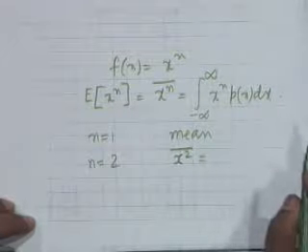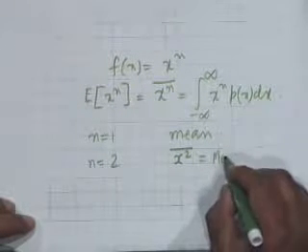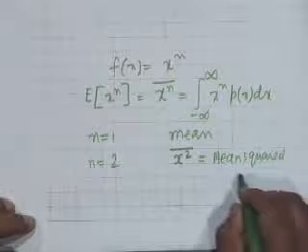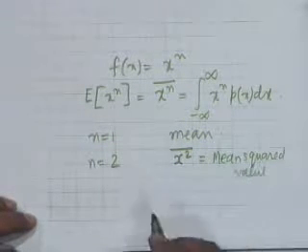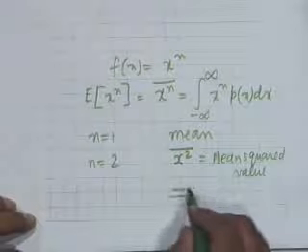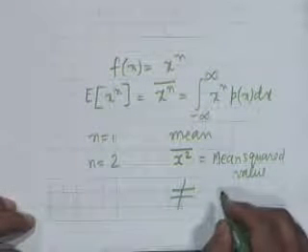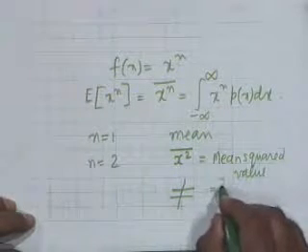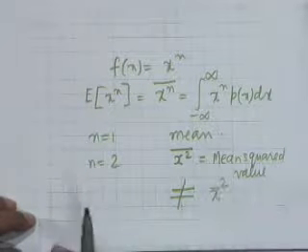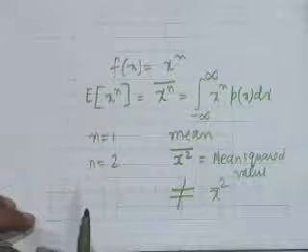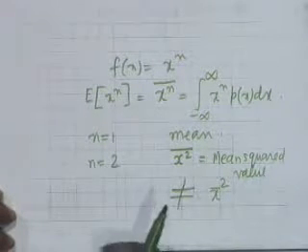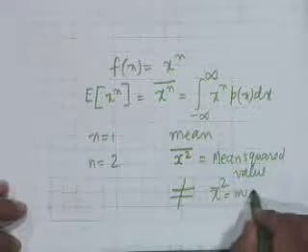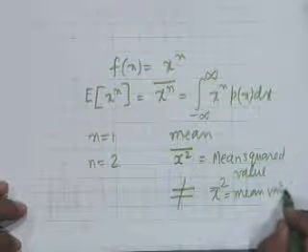What can you say? Mean squared value of the random variable small x, and it is not necessarily equal to mean value squared. Mean value squared, you must distinguish between them. Mean squared value is x squared bar, and mean value squared is x bar squared.